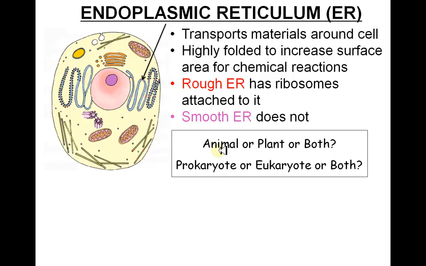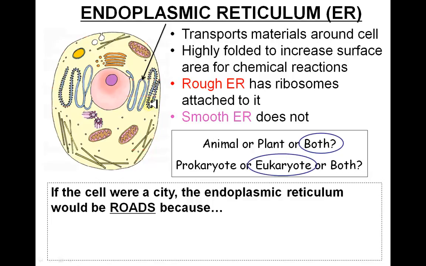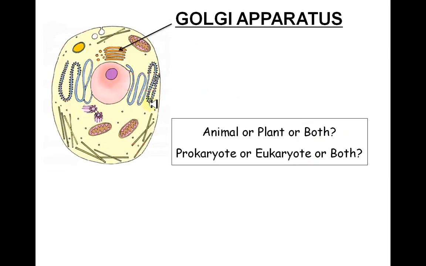Is it found in plants and animals? Well, we got to transport things in both. And is it found in prokaryotes or eukaryotes? Remember, prokaryotes don't have these organelles, so it isn't just in eukaryotic cells. And if this was in the cell city, then endoplasmic reticulum would actually probably be the roads.